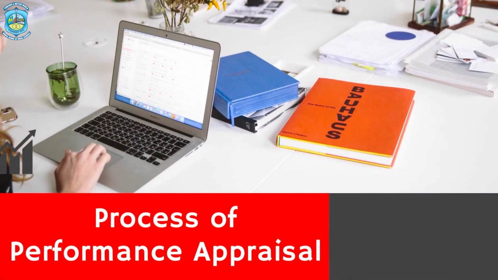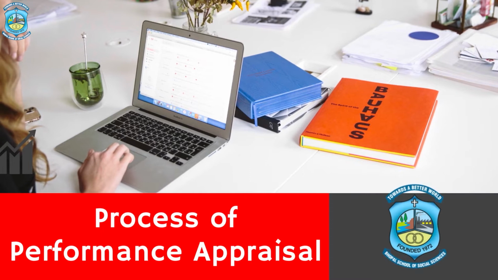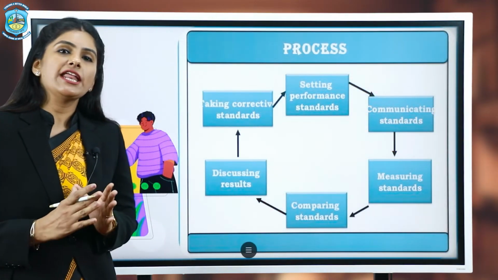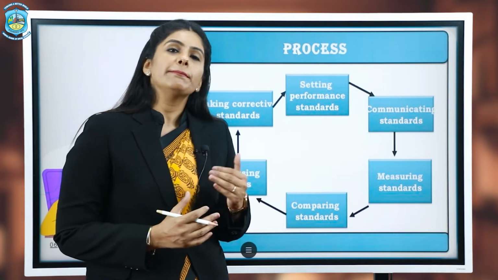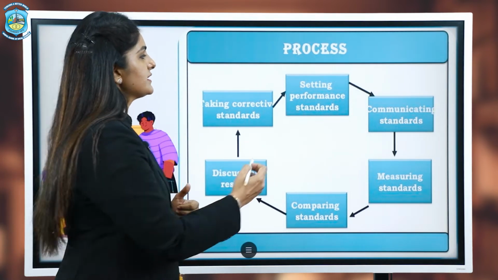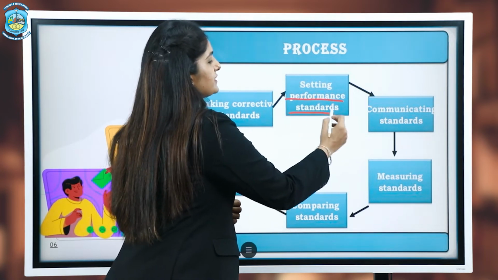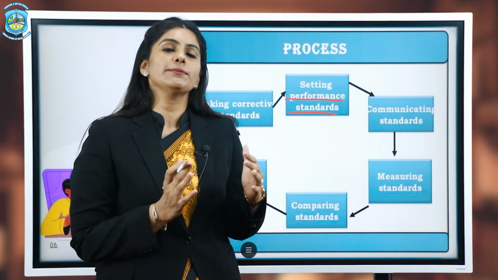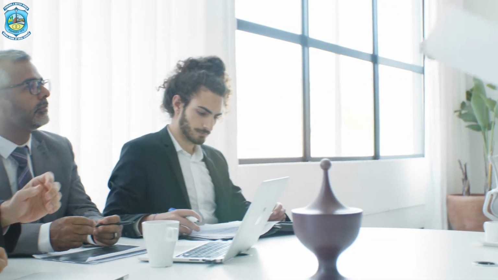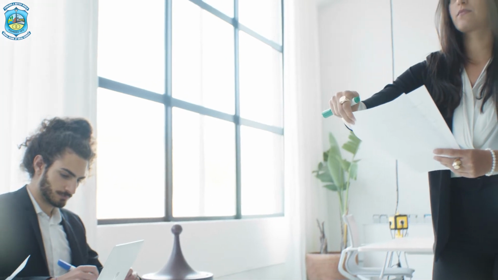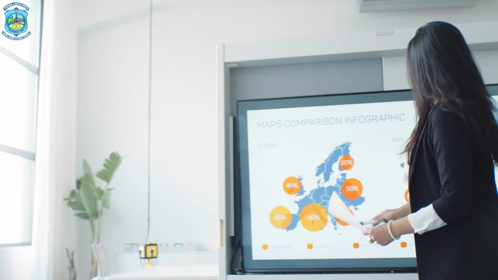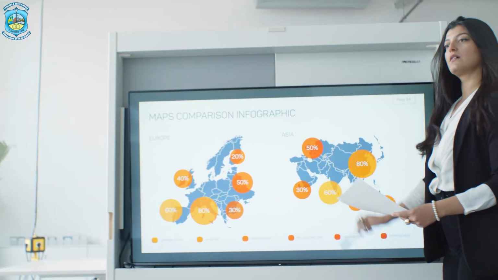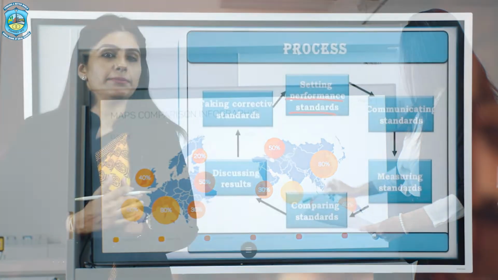Let us understand the process of performance appraisal in an organization. Basically, in any organization, when you do appraisals, there are certain steps which are followed. The first one is to set the performance standards. This is also called establishing the performance standards. Like the other departmental goals and objectives, the performance standards should also be SMART. That is, they should be specific, measurable, achievable, relevant, and time bound.